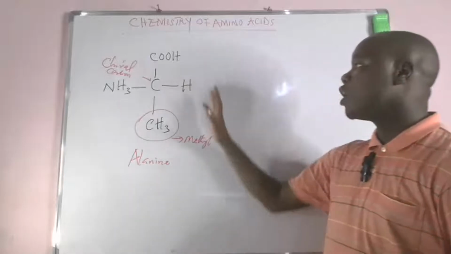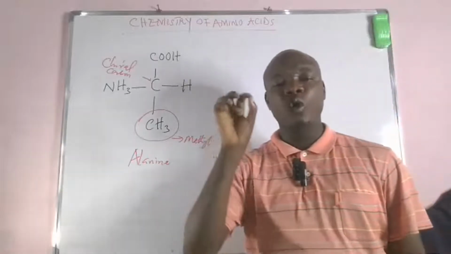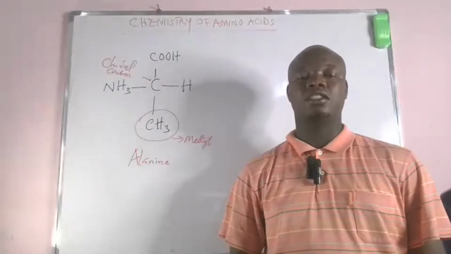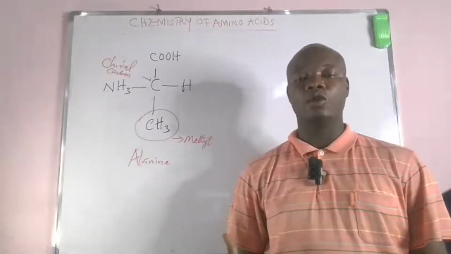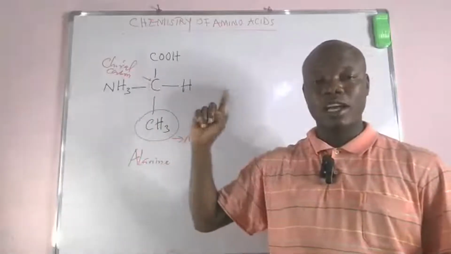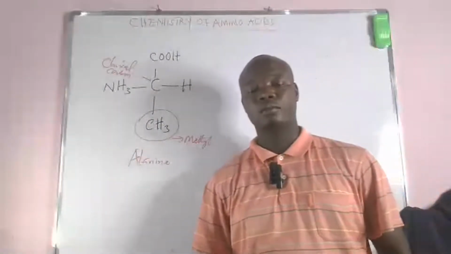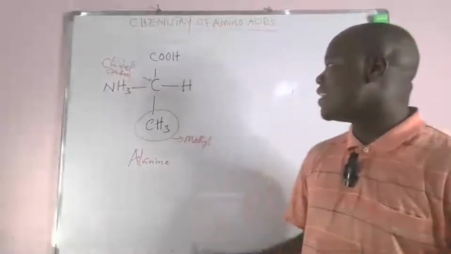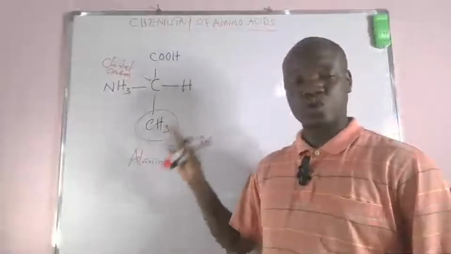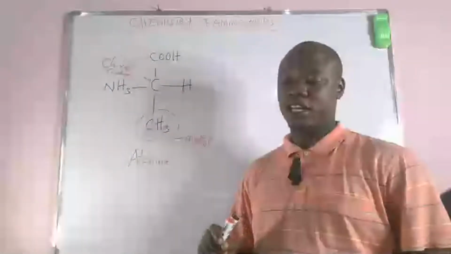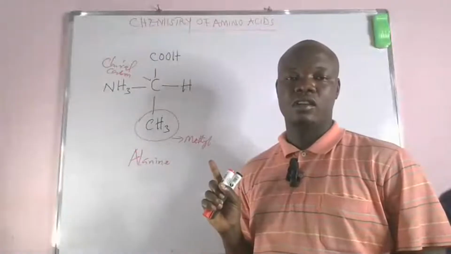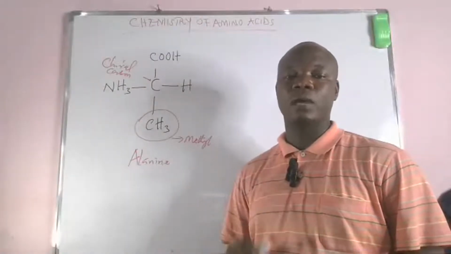Brilliant. So next, what type of isomerism is exhibited by a compound bearing at least one chiral carbon? What is the name given to that type of isomerism?